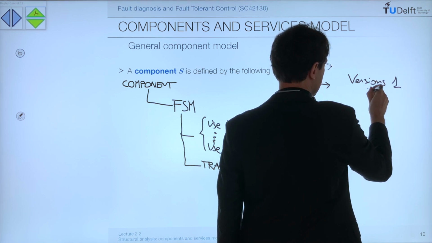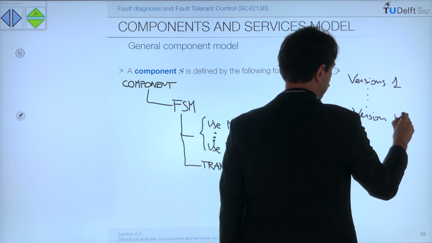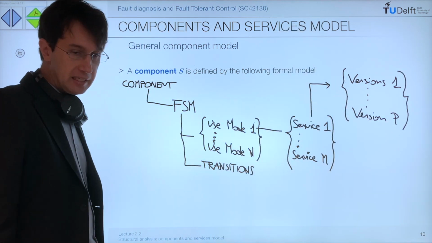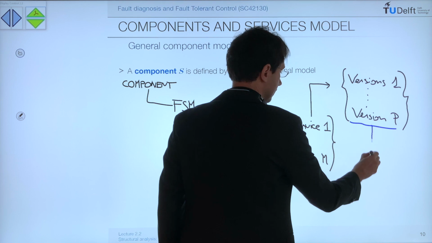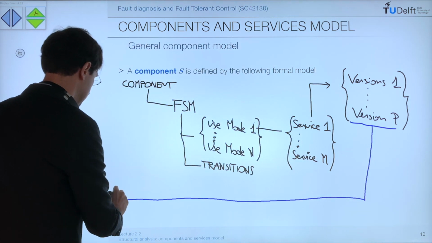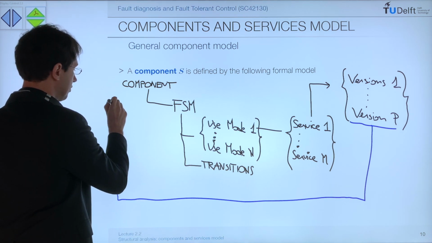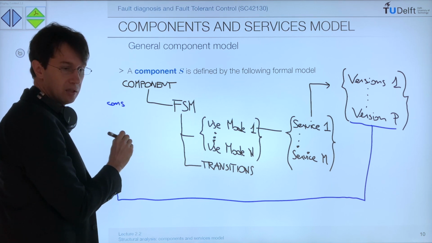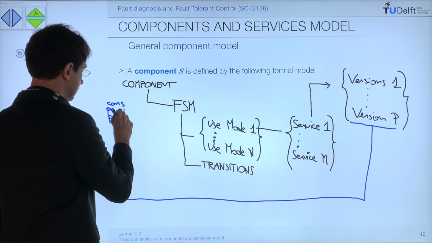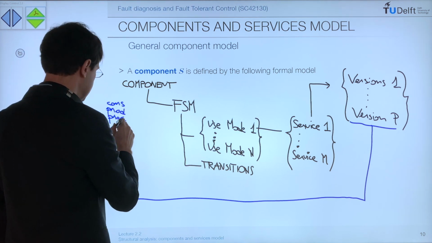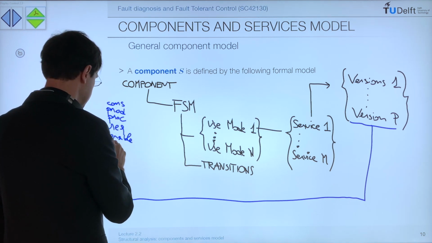Version 1 up to some version, let's say P. And finally, the versions are described using the 6-tuple we introduced before. So the tuple of consumed variables, of produced variables, process, then requested, enable, and finally resources.